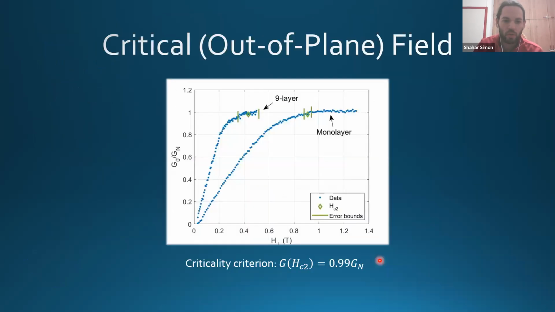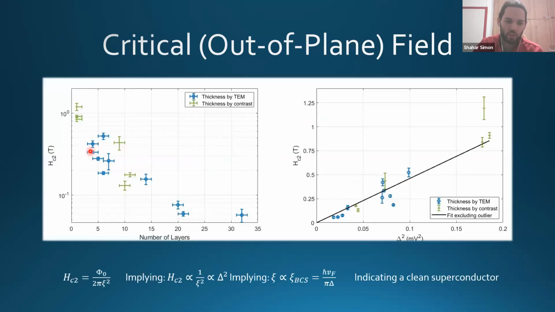Also, we can look at the critical field, which we denote as a field which gives us 99% of the normal conductivity. And as a function of number of layers, you can see that you get about an order of magnitude and a half of difference. You can see that it saturates more or less in the same place as the temperature measurements. But more interestingly, you see that HC2 acts linearly in delta squared.